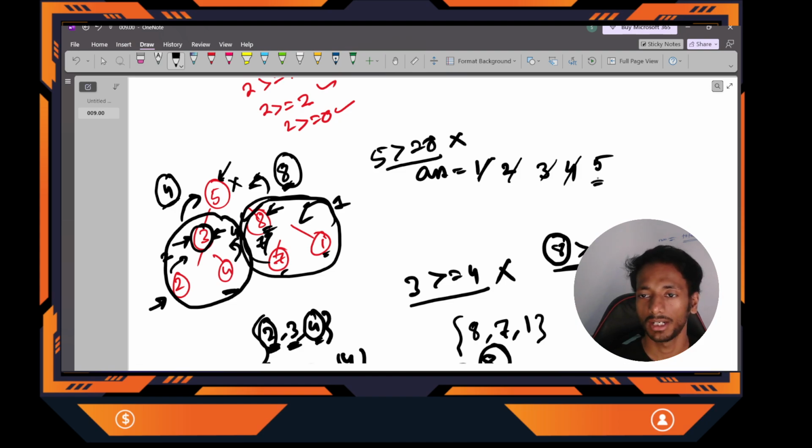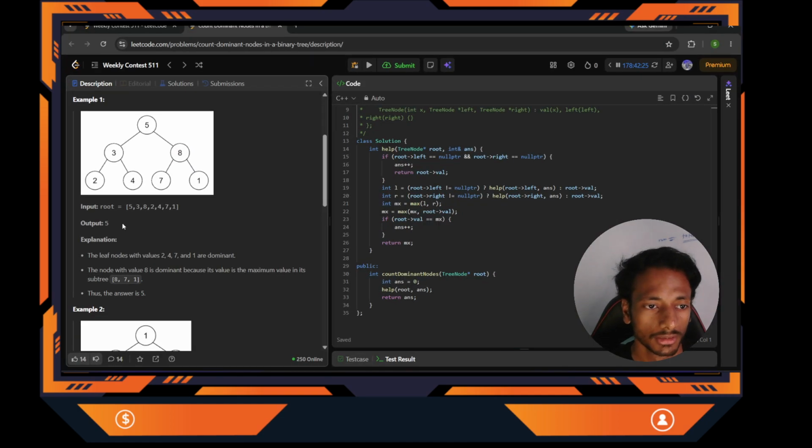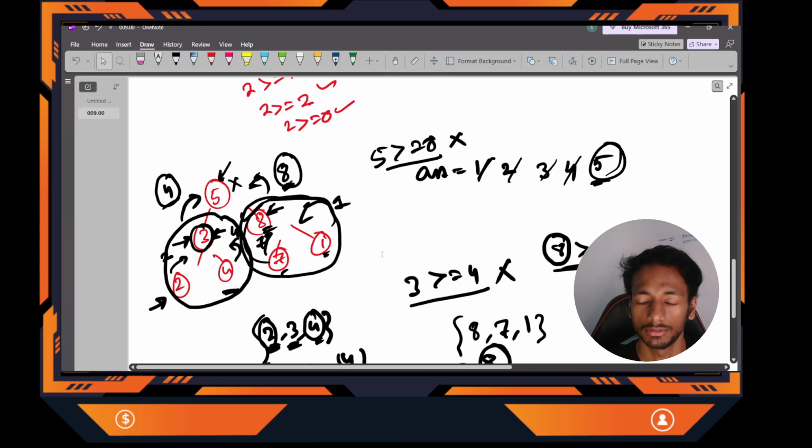Got it? So ultimately our final answer will be 5. Clear? Let's see, the expected output is 5. Clear? I hope the explanation and the process are clear.